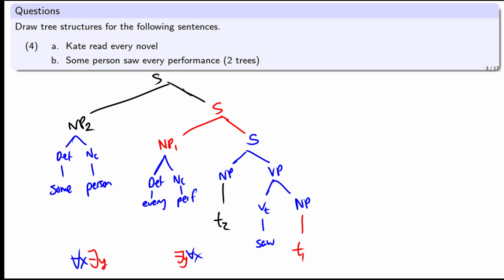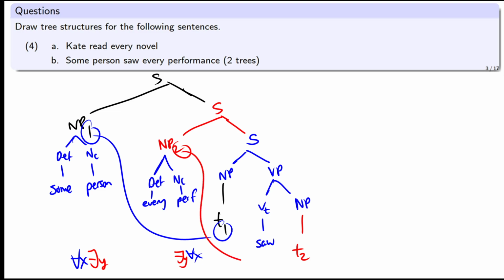And again, the indexes, we could have changed them around, so there's no reason this has to be 2, 1. We could switch these, no problem. So some person saw every performance. We could call this T2, and we could do some person as T1. That would be fine as well, as long as they're consistent. They just have to match where they came from, and that's all that has to be done in that case.